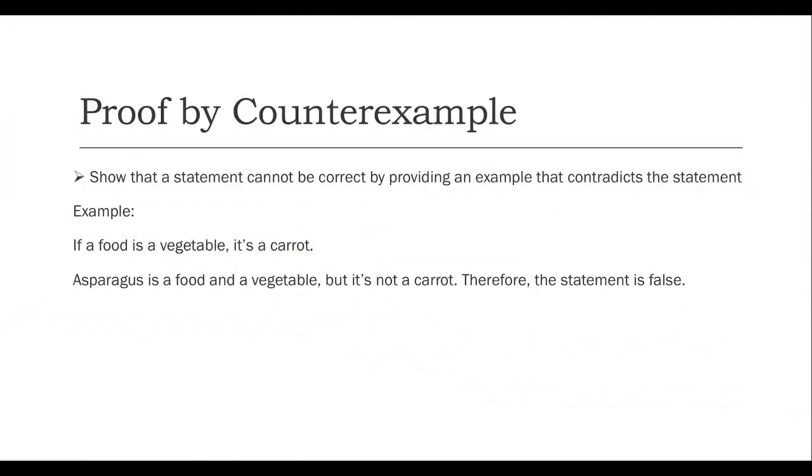So finally, we'll have our proof by counterexample. So for this one, it's pretty straightforward. You show that a statement cannot be correct by simply providing an example that contradicts the statement. So for example, if someone said, if a food is a vegetable, then it's a carrot, we could disprove this by saying asparagus is a food and it's a vegetable, but it's not a carrot. Therefore, the statement is false. So we'll go ahead and do a practice problem with this.